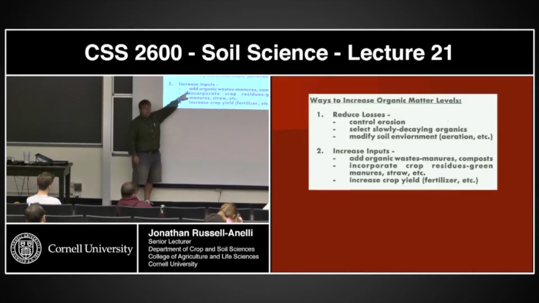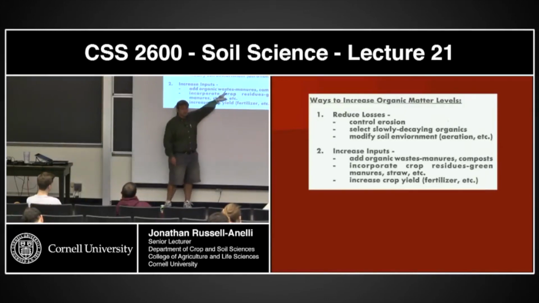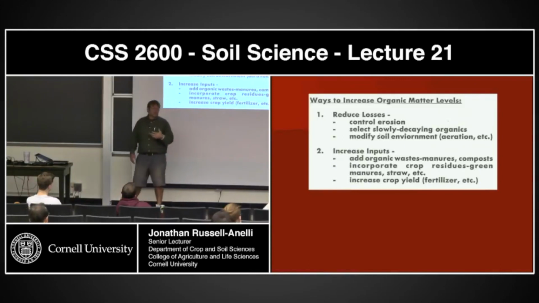Now, we can also increase the inputs. I can certainly be adding organic material, and a lot of gardeners and farmers around here do that all the time. The farmers are doing it because they need to get rid of manure, but the community gardeners and others are adding it because they're trying to build up the quality of their soils from a soil health perspective. We can also certainly incorporate our crop residues. Put them in the soils, keep them there.